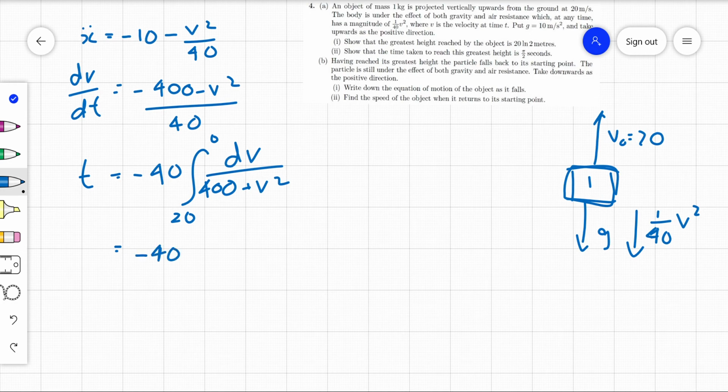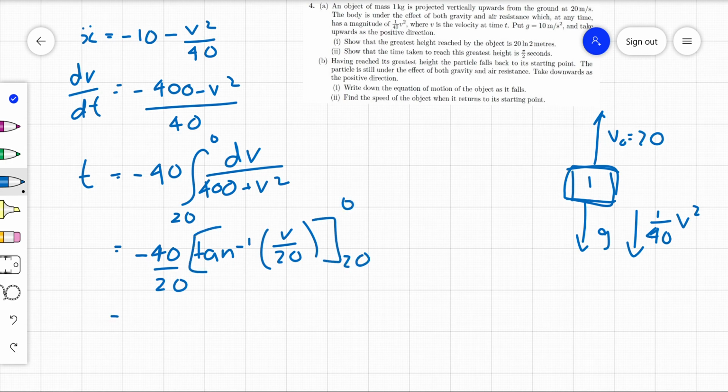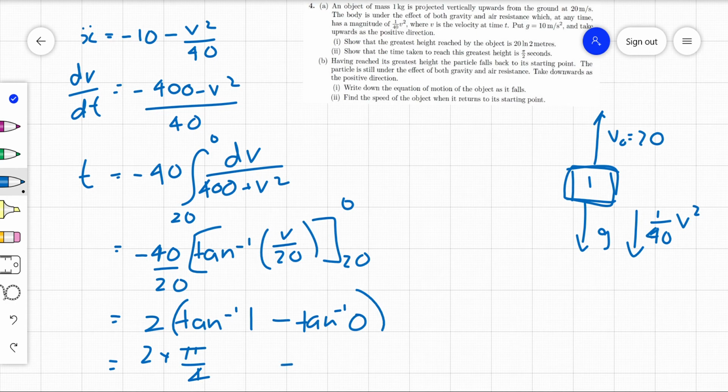So we've got minus 40, so this will be an inverse tan. Inverse tan v on 20, and so I need the on 20 there as well. We're going from 20 to 0, or if we take note of the negative out the front, I can sub 20 in first. So when I sub 20 in, I get inverse tan 1. When I sub 0, I get inverse tan 0, which is just 0. So inverse tan of 1 is pi on 4, so we're going to have 2 lots of pi on 4, which, sorry, I've run out of room, is pi on 2. So the time will be pi on 2 seconds when it reaches that maximum height.